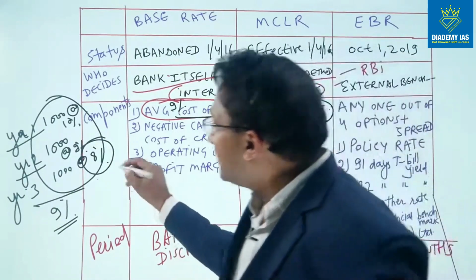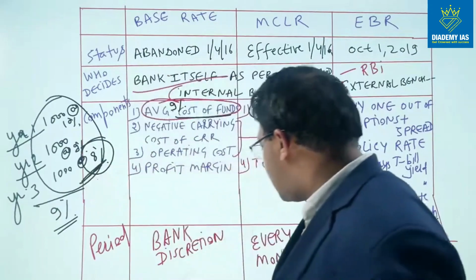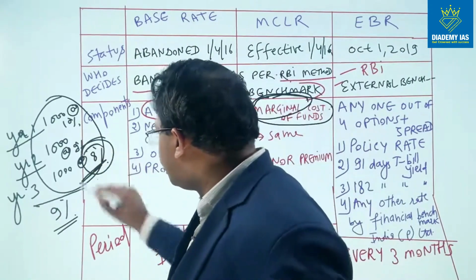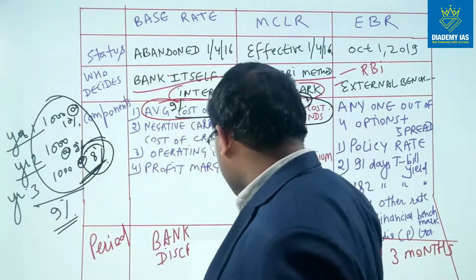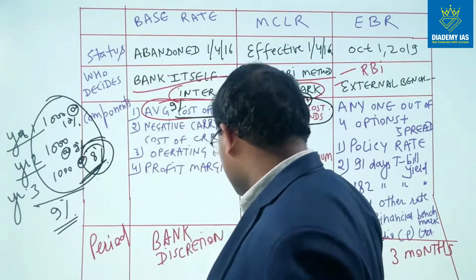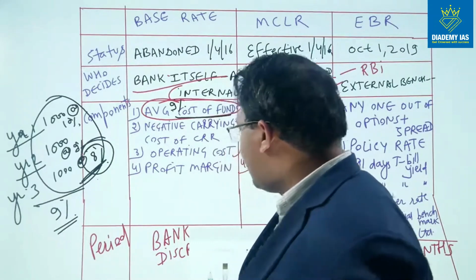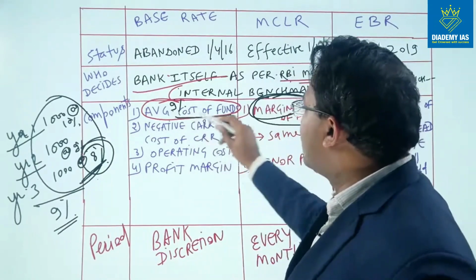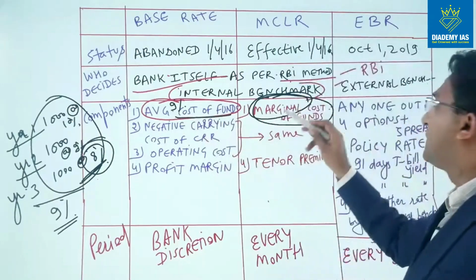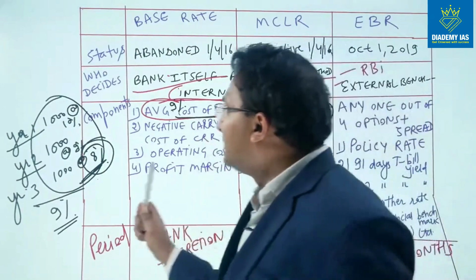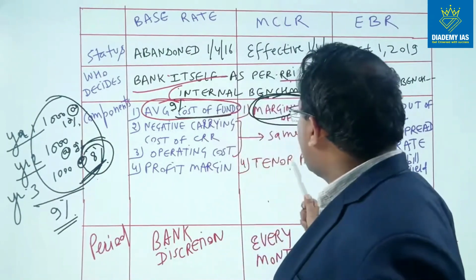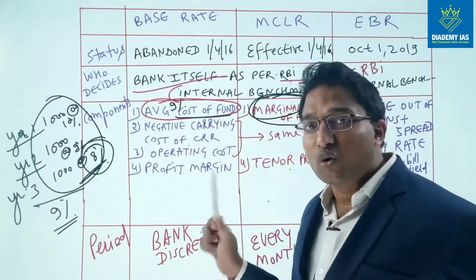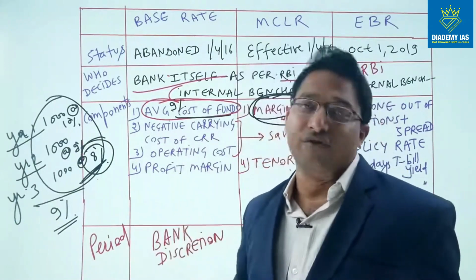So in this case, this 8% will be taken as the additional cost of fund. So here the average cost of fund is 9%, here additional cost of fund is 8%. So it reflects that MCLR is much more closer to the latest deposit rate. It is much more closer to the current market situation.